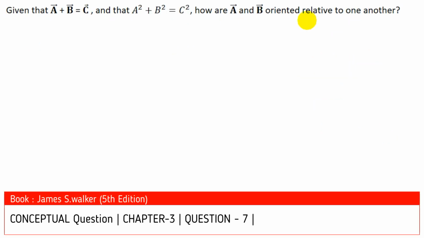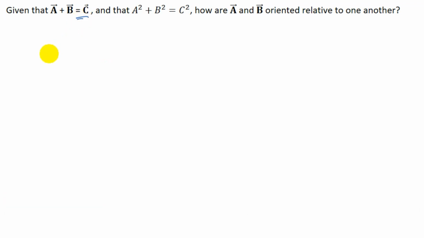So here in this question we are given that vector A plus vector B is equal to vector C, and also A squared plus B squared is equal to C squared. Then we need to tell how vectors A and B are oriented relative to one another. Here we see that the magnitudes of A, B and C satisfy the Pythagorean theorem, and also A plus B is equal to C. So it follows that vectors A, B and C form a right triangle with C as hypotenuse.